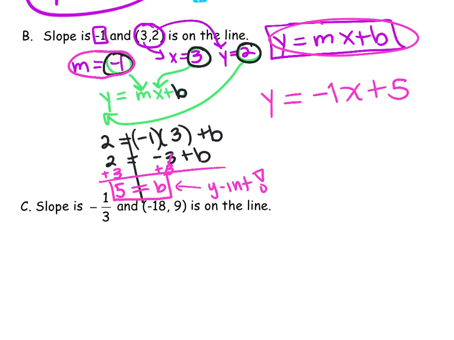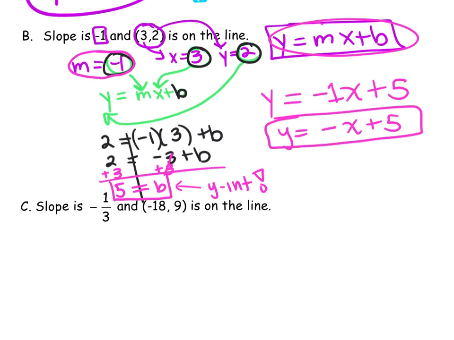Now, you wouldn't see this -1 written there. I'm only writing that just to provide some solace. But it would just be written as y equals -x plus 5. That's my equation of the line.